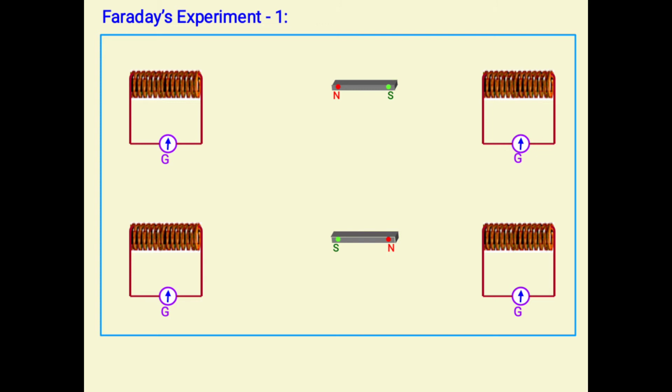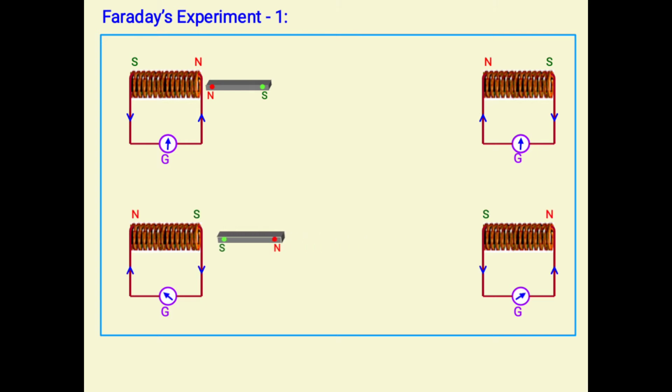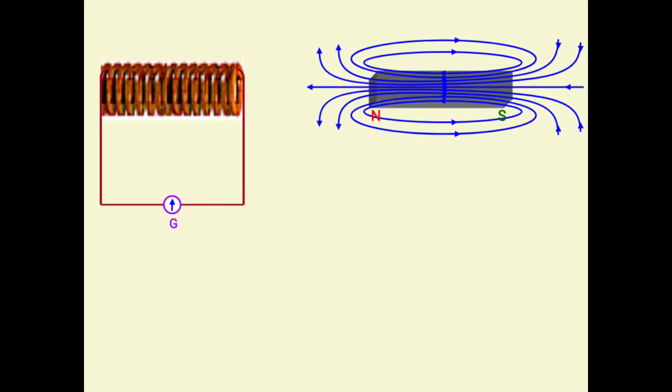Okay, if the magnet is moved, what happened? In the left coil there is a deflection towards the right side, and the near end of the coil becomes north pole and the further end becomes south pole. And you can see in the lower part also, again, if the south pole is moved, the deflection is in the opposite direction. Or in a more clear way, we can explain here.